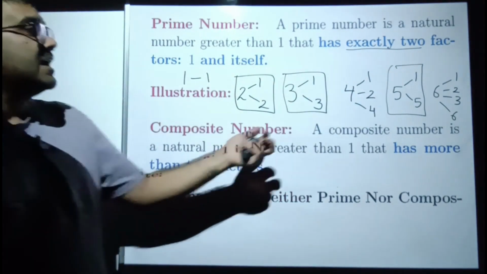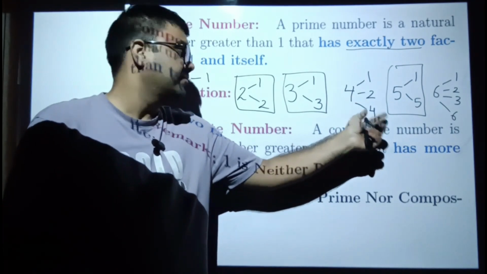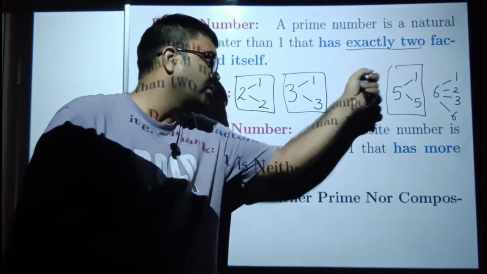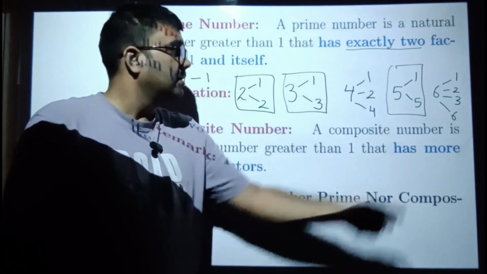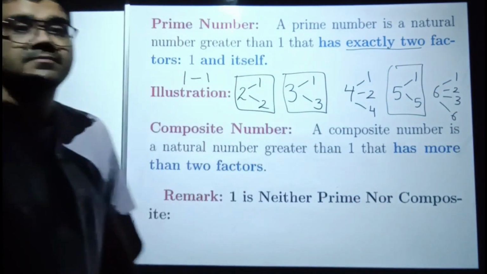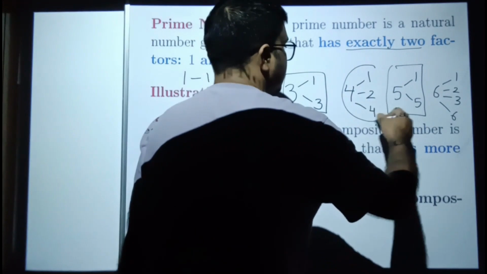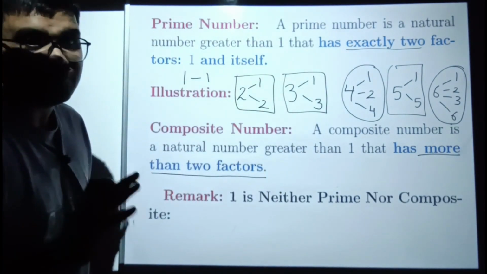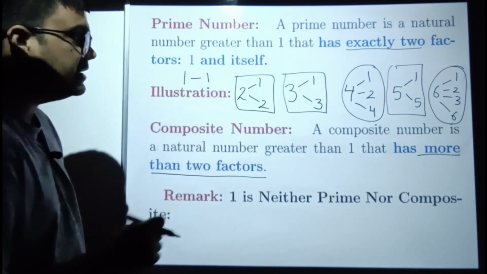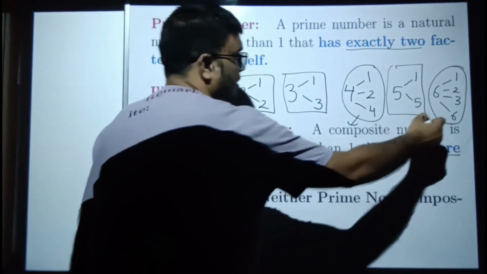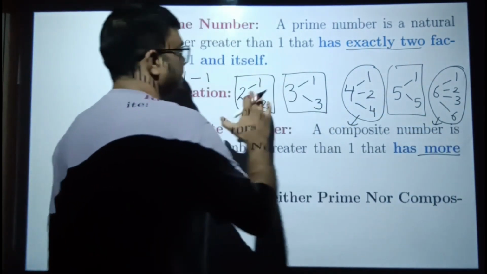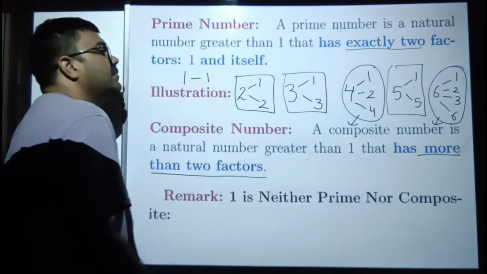The numbers which have more than 2 factors: 4 has 3 factors, not prime factors, we are talking about factors. 4 has 3 factors, and 6 has 4 factors. So these kinds of numbers which have more than 2 factors, it is a strict condition, are called composite numbers. So 4 and 6 out of this list are the composite numbers, and 2, 3, 5 are the prime numbers.